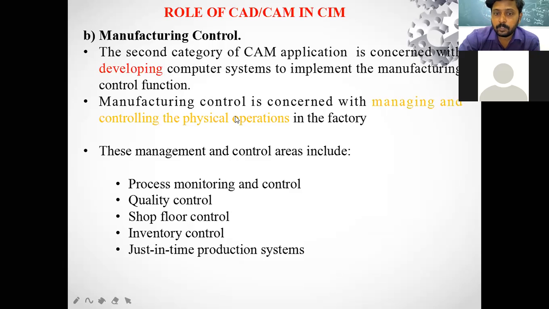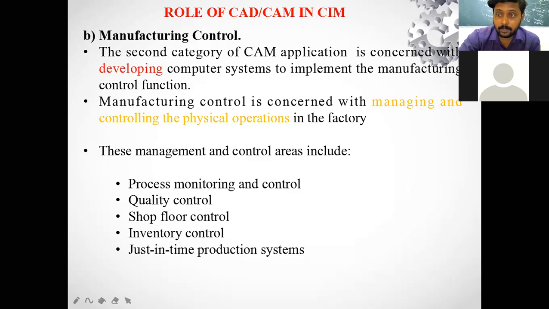Manufacturing control is concerned with managing and controlling the physical operations in the factory. Whatever physical operations are going to happen, those are to be controlled, and that control of the factory is said to be manufacturing control.